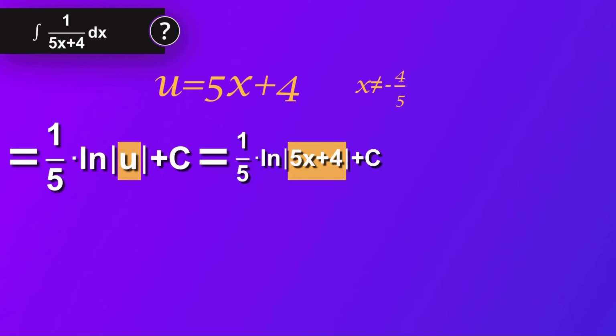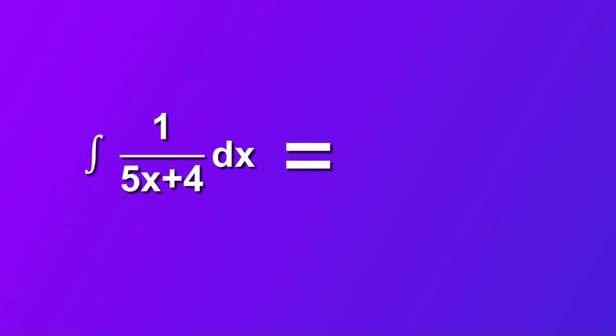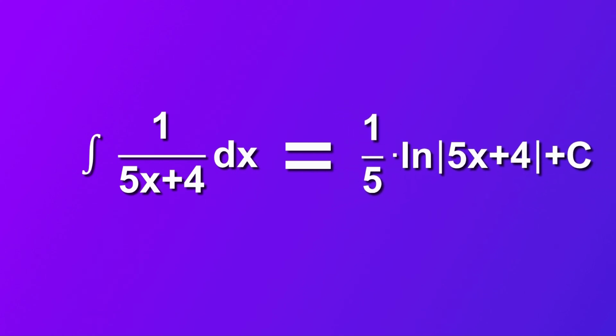Finally, the indefinite integral of 1 divided by 5x plus 4 by dx is equal to 1/5 multiplied by the natural logarithm of the absolute value of 5x plus 4 plus constant c.